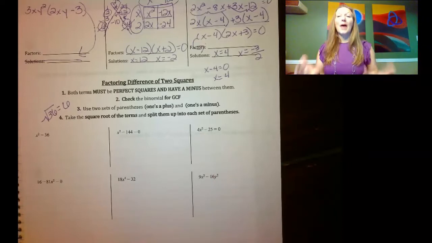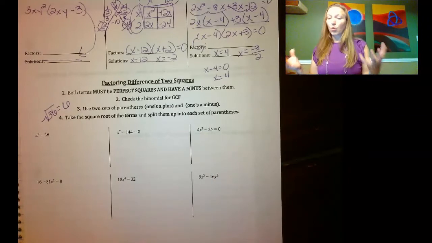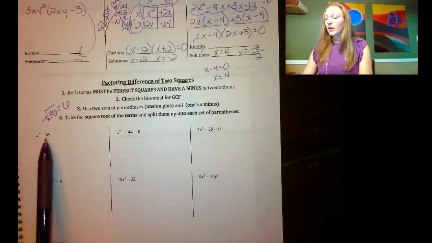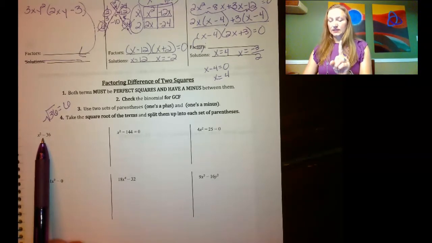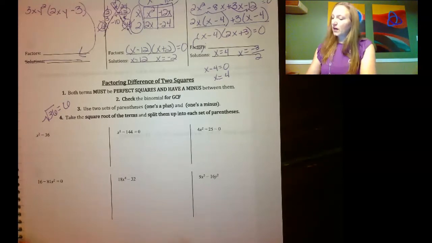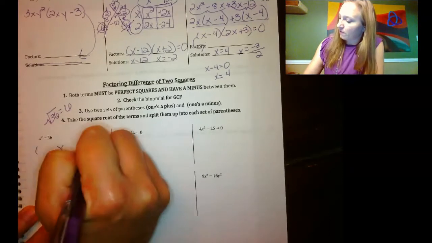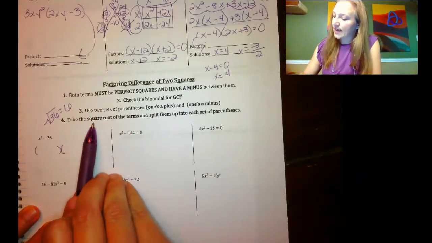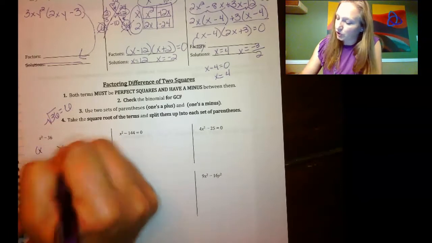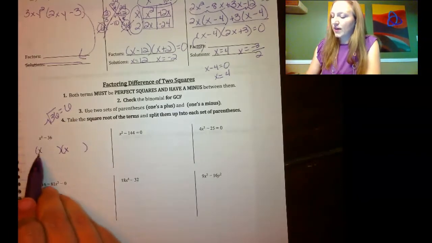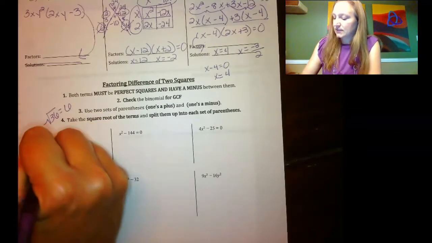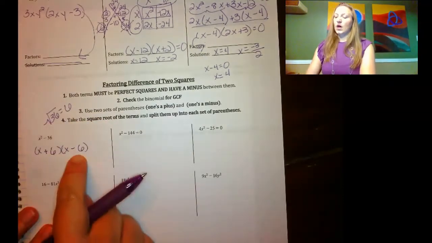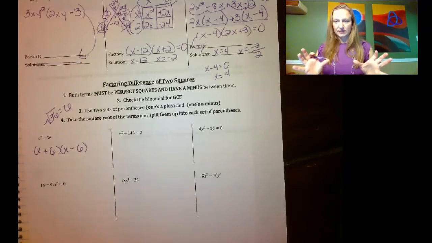So there's a special pattern with factoring that works out really nicely if both of the terms are perfect squares and it is being subtracted. If that is the case, then the pattern you can follow for the factors is to take the square root of both terms. So if I take the square root of that, it's x and x. The square root of 36 is 6 and 6. One's going to be a plus and one's going to be a minus for the two sets of parentheses.